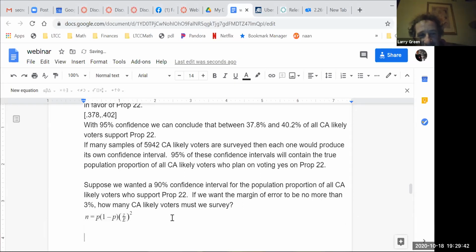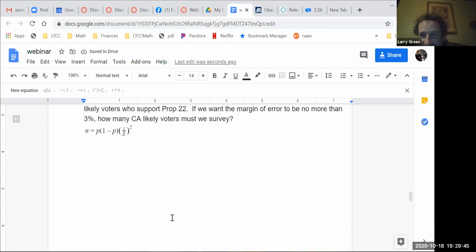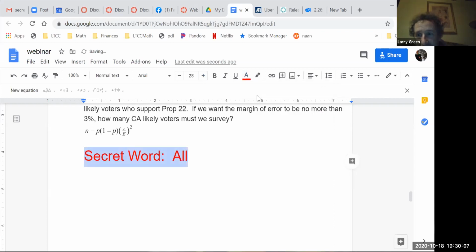I was so busy voting that I forgot to grab your secret word and study it. So the secret word is all. Why is it all? Anyone know? Yeah, it's a keyword when you're interpreting the confidence interval, right? It's the population mean of all possible people. Okay, it's a proportion of all college students or whatever, or all likely voters. So that's why I use the word all.